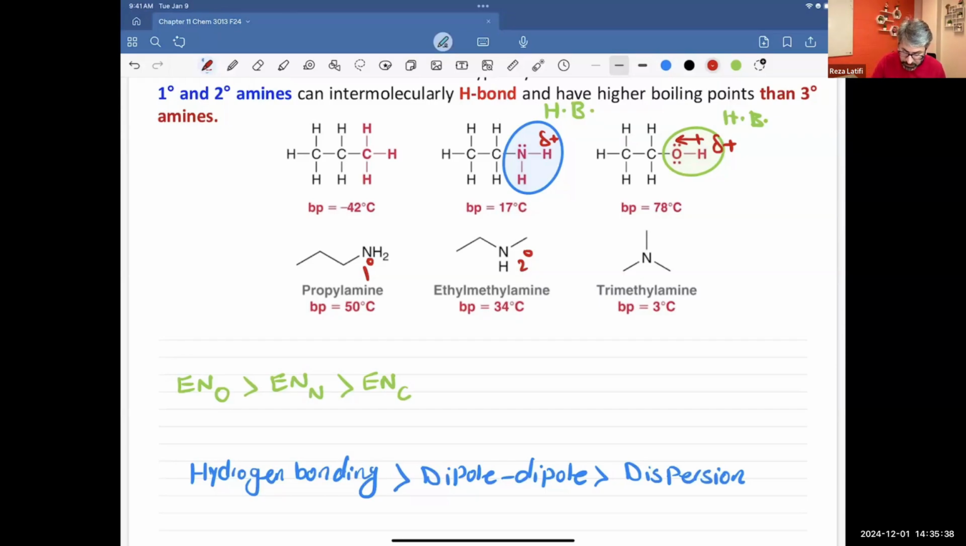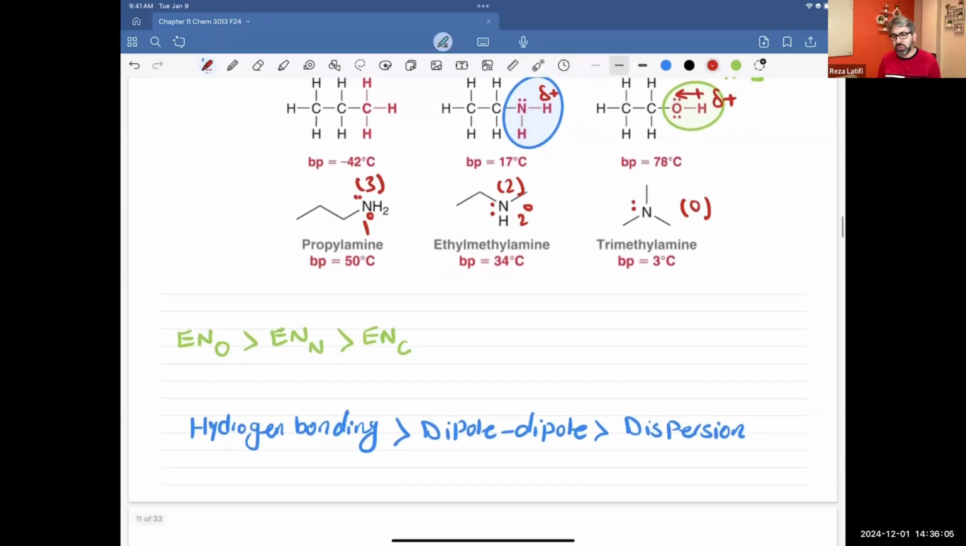The first one, the primary, can form 3 hydrogen bonds. The secondary can form 2 hydrogen bonds, and the last one can form 0 hydrogen bonds. Yes, all nitrogens come with a lone pair, but the tertiary one is not capable of forming hydrogen bonding because there is no hydrogen attached to an electronegative element like nitrogen. The strongest force you will have is dipole-dipole. And because dipole-dipole is weaker than hydrogen bonding, the boiling temperature goes down.